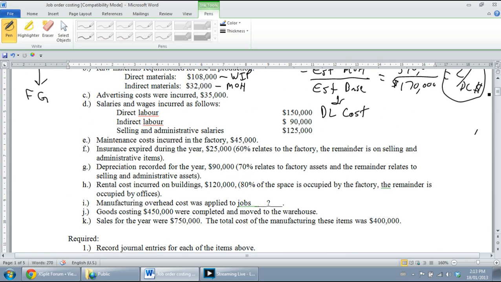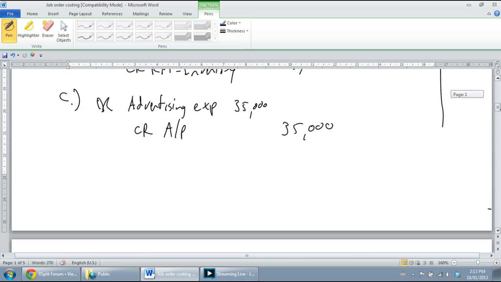Journal entry, no, D. Salaries and wages incurred as follows. Direct labor, 150. Indirect labor, 90. Selling and admin, 125. Okay, direct costs go into WIP. Indirect costs go into MOH. Selling and admin costs get expensed. So let's do that. We're going to have to do three separate debits here.